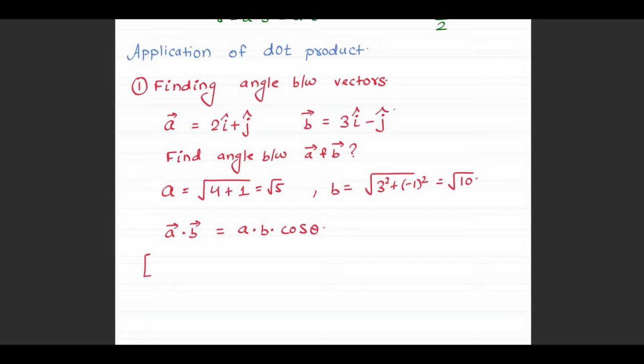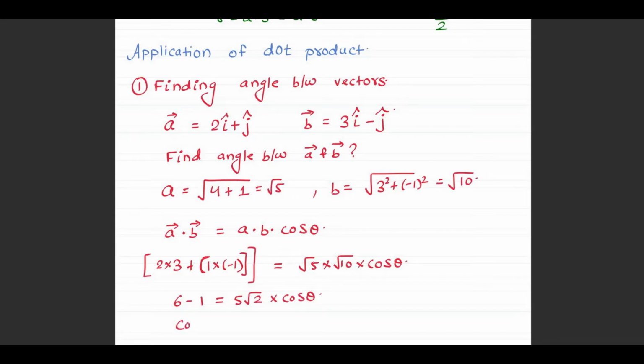If I do A dot B, I cap will be multiplied with I cap, J cap will be multiplied with J cap. This will be root 5 into root 10 into cos theta. So I can say 6 minus 1 is equal to, this will be 5 root 2 into cos theta. So cos theta then will be 1 by root 2. Theta then will be equal to 45 degrees. Correct?